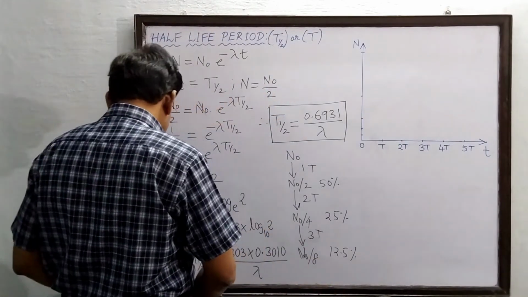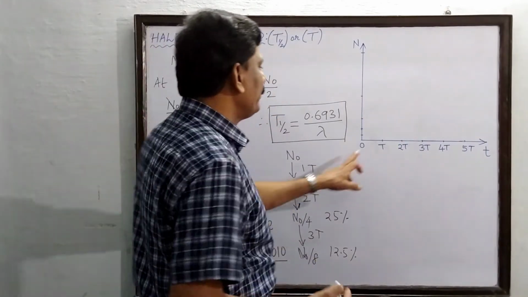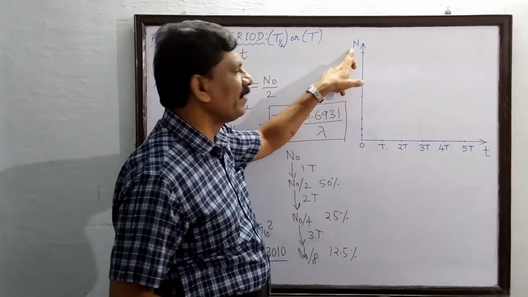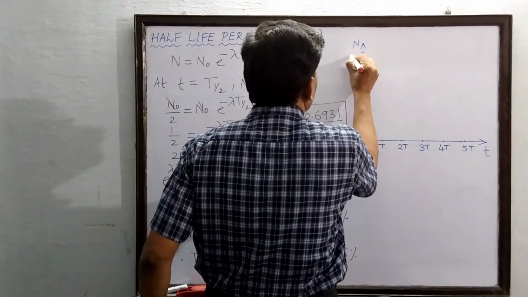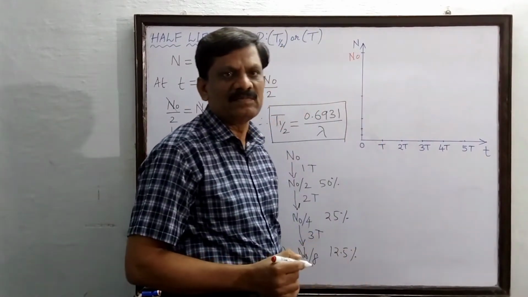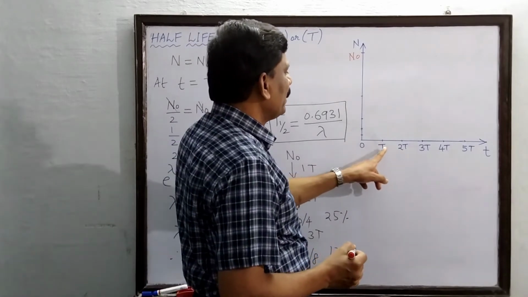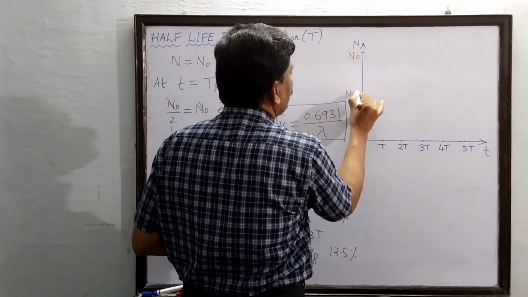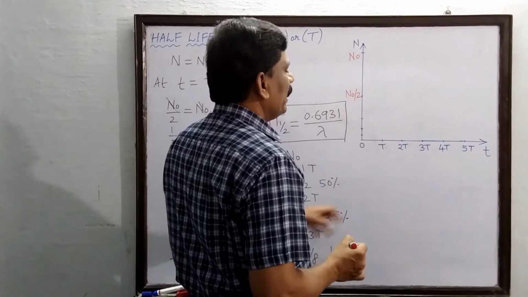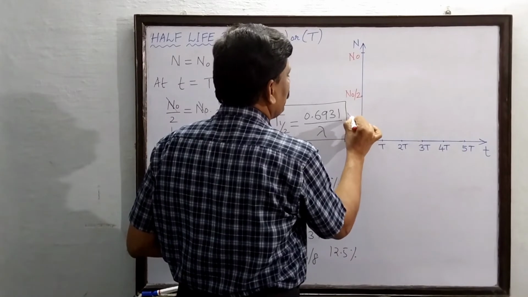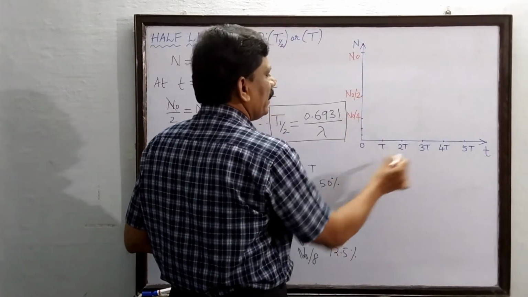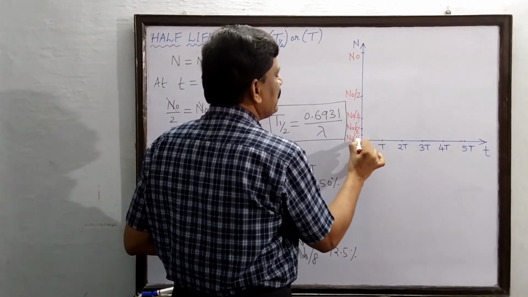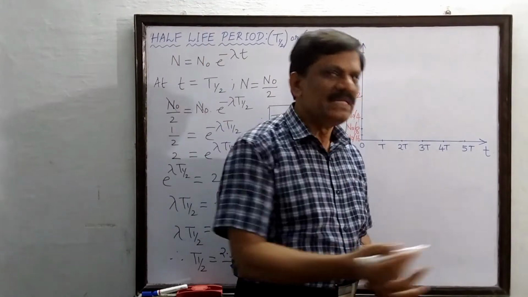Like that, the number of atoms remaining after every half-life can be represented by a graph. You can look at this graph. Initially, when the time t is equal to 0, how many atoms are remaining? That is N0. After one half-life, 50% of this will be remaining, so here it is N0 by 2. After two half-lives, the number of atoms remaining is N0 by 4. Like that, after three half-lives, it is N0 by 8. Then N0 by 16. So the number of atoms decreases.